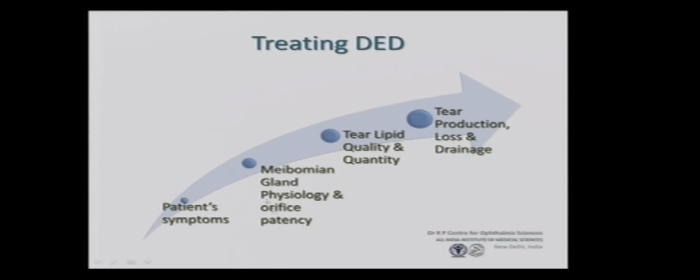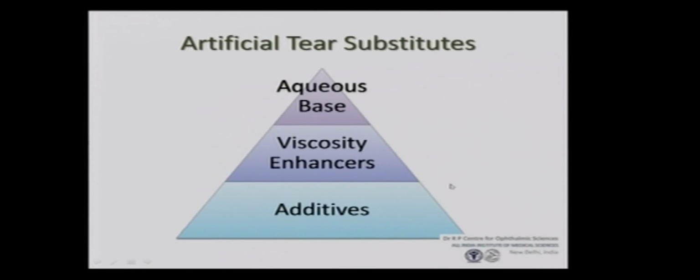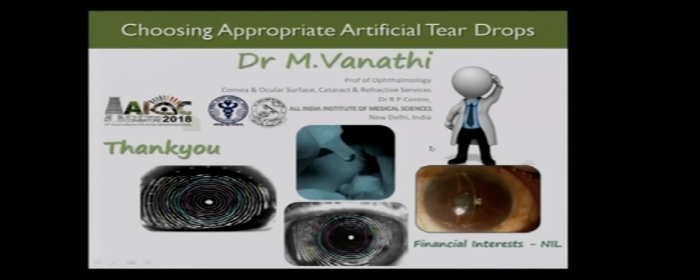So to summarize, you not only treat the patient's symptoms, you understand if the meibomian gland is also affected, and you add on drugs which are going to take care of the lipid layers, and that's when you look at the tear lipid contents as well, and you add on other additive treatments which are going to take care of the tear production loss as well. So the decision depends upon: does it just contain the aqueous base? Do you need to give the right kind of viscoelasticity enhancer, depending upon the osmolarity of the tears of the patient you are dealing with, and the right additives as well? Thank you.